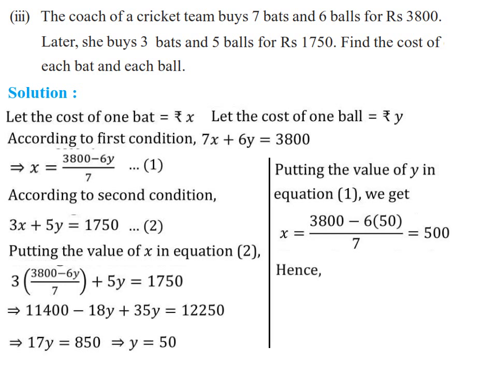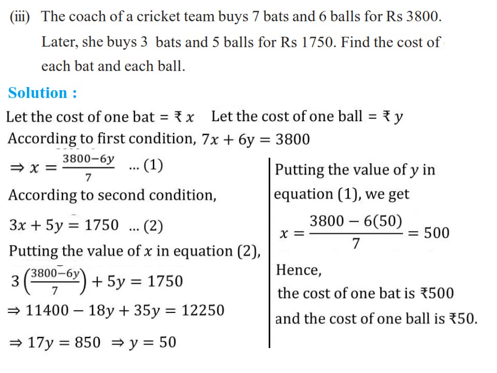So we can say here the cost of one bat, which is x, equals 500 rupees, and the cost of one ball, which is y, becomes rupees 50. So the cost of one bat is 500 and the cost of one ball is rupees 50.